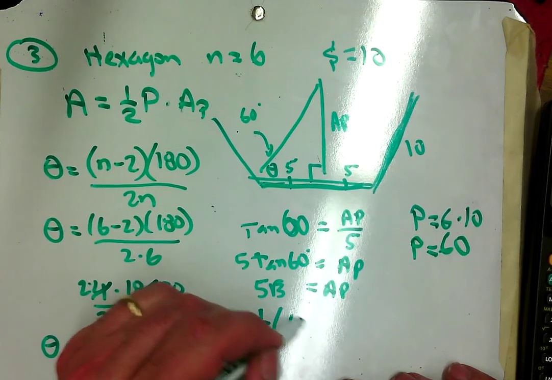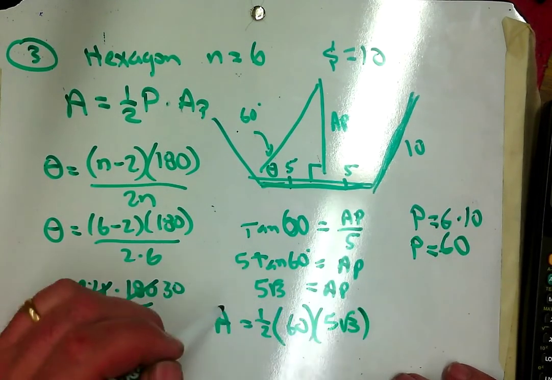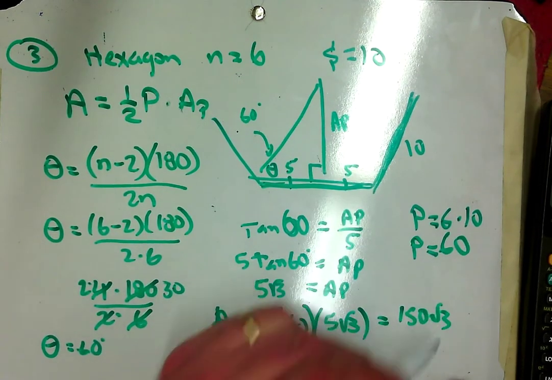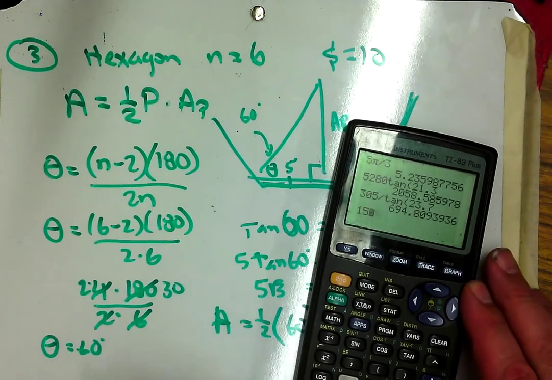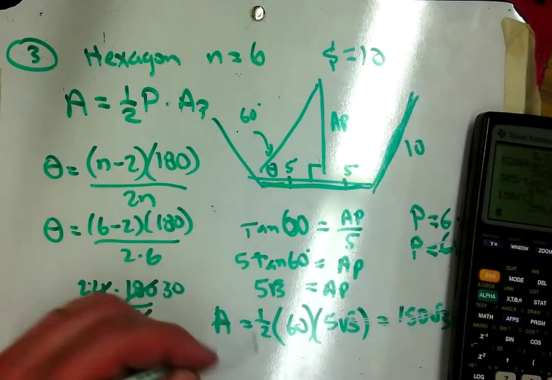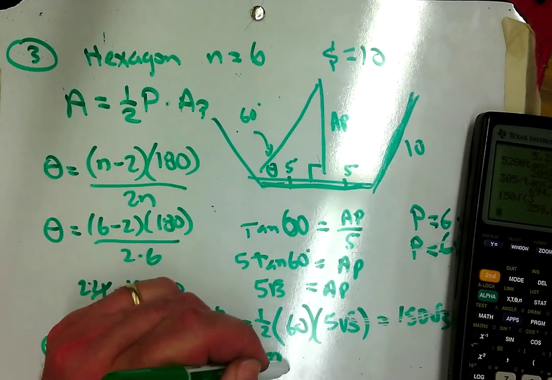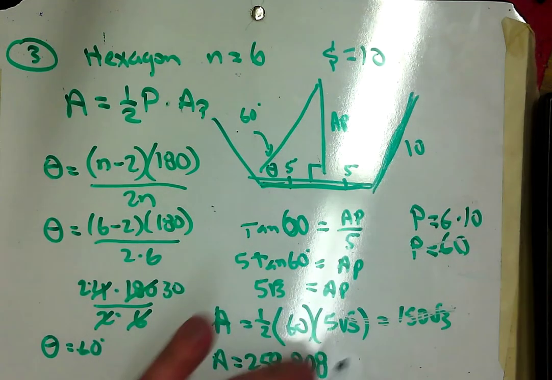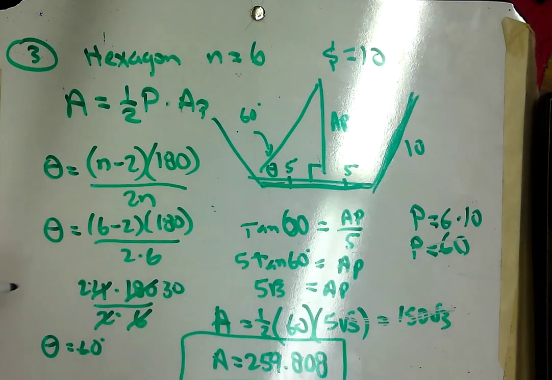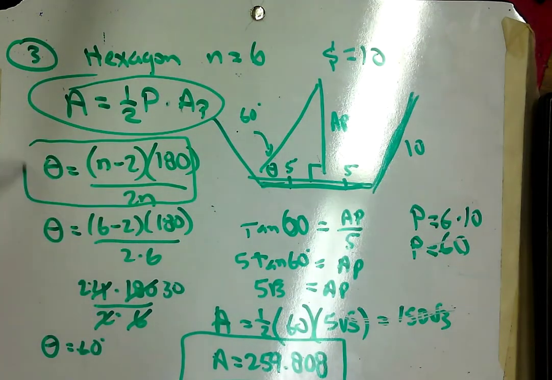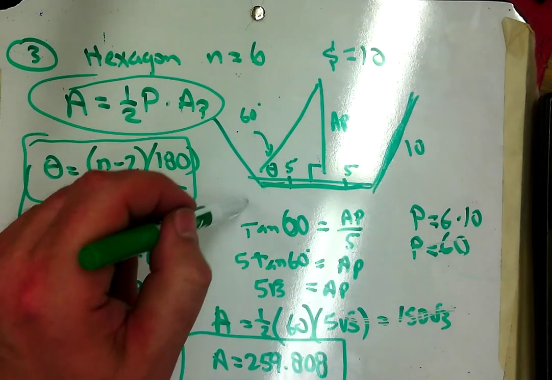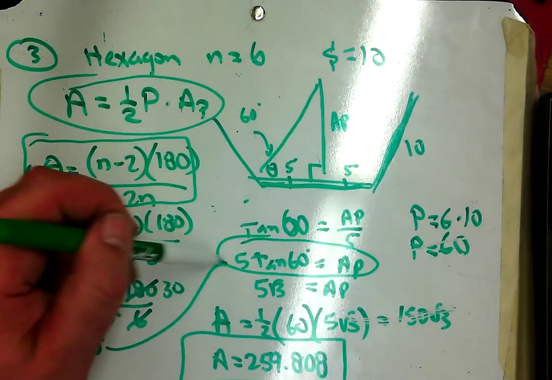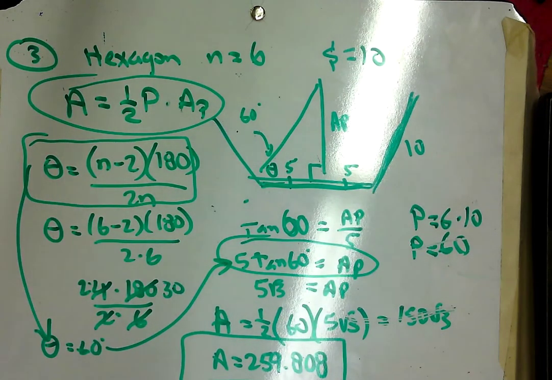So 1/2 perimeter times apothem gives me 150 root 3. And if I pull out my calculator, 150 square root of 3 is 259.808 square, and these were side lengths, so I don't know if these are inches, feet, or meters. There's my area. We had to use area equals 1/2 perimeter times apothem, and we had to use this formula to figure out theta so that we could figure out the apothem. The apothem required us to find that angle. Okay? Let's practice that process again with problem number 4.